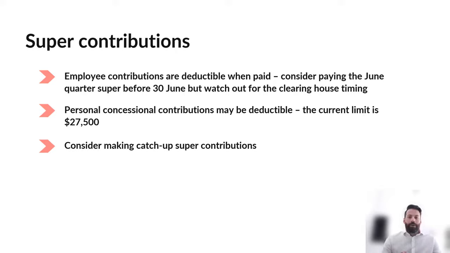Now, in terms of those personal concessional contributions, there's a catch-up option. So if in the previous years you have not made your super contributions, potentially you can apply that unused cap from prior years to the current year. So what that means is you might be able to increase your super contributions beyond the 27,500, ultimately resulting in higher tax deductions for you in the current year.